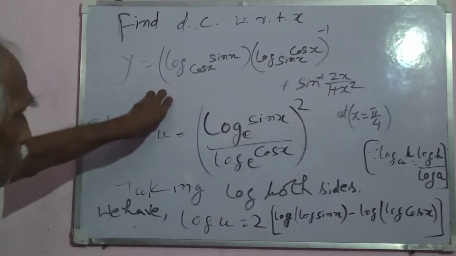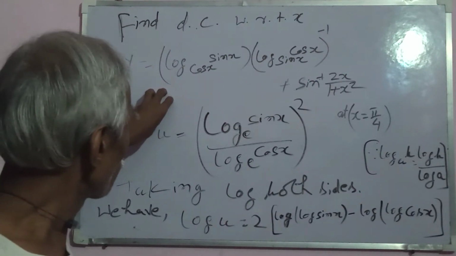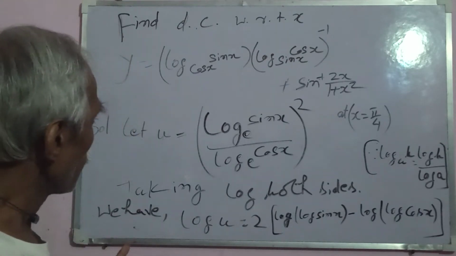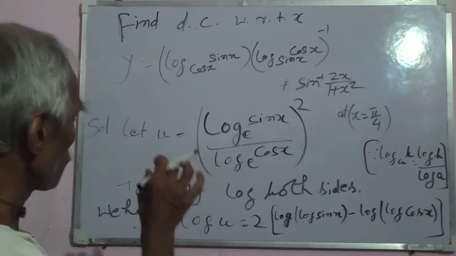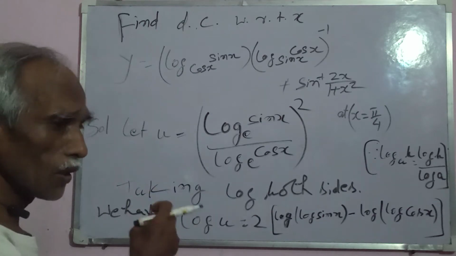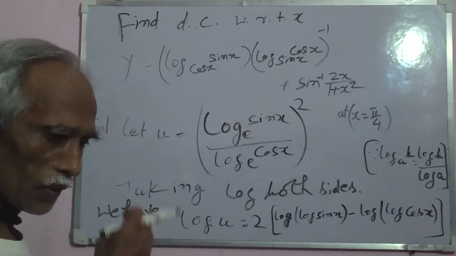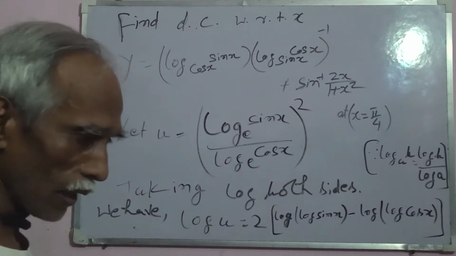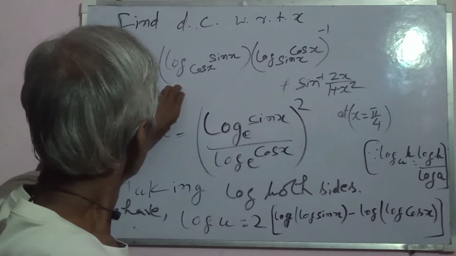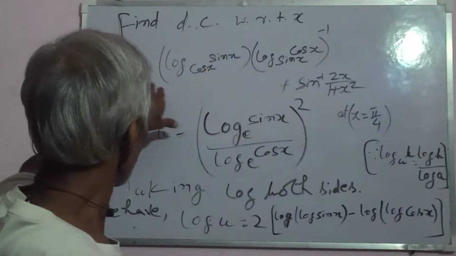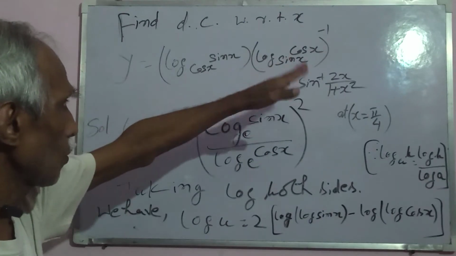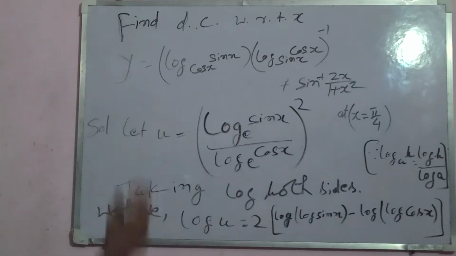I have taken one sum, try to understand how you can solve it, and also how this sum is connected with your previous exercises or previous chapters, previous sections of maths. The sum is given. Find the differential coefficient with respect to x. y is equal to (log_cos x sin x)(log_sin x cos x)^-1.